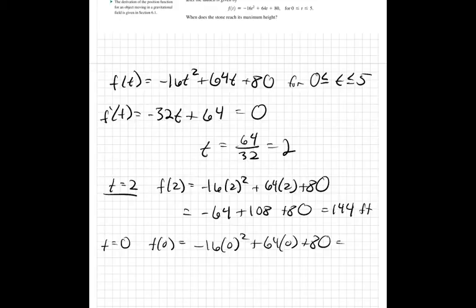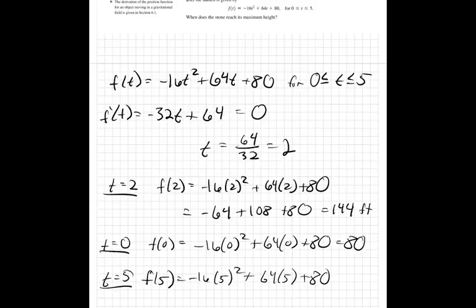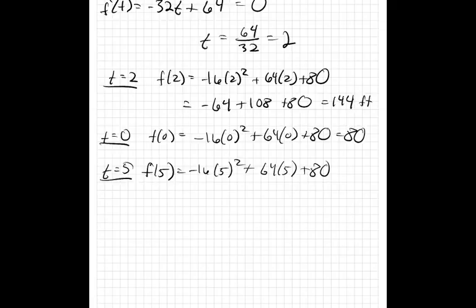Okay. And then we also want to consider t equals 5, the other endpoint. That's going to be f of 5: negative 16 times 5 squared plus 64 times 5 plus 80. It's going to be a negative 400 plus 64 times 5 is 320, plus 80. That's going to be 0, right?